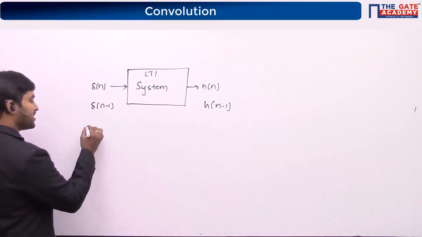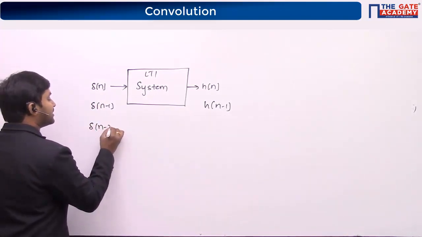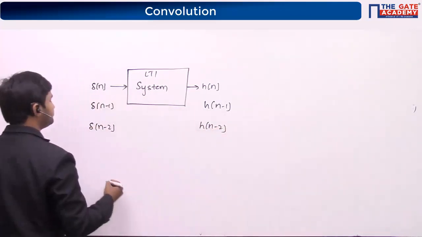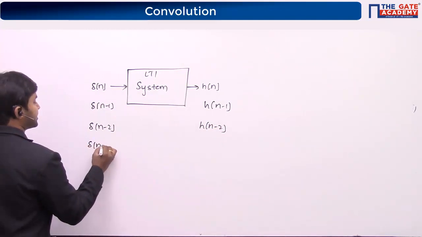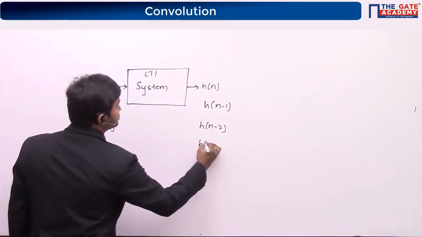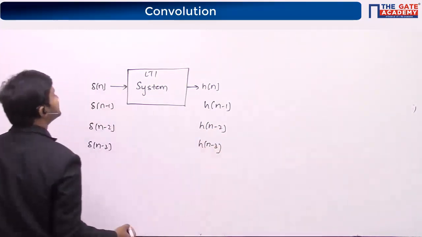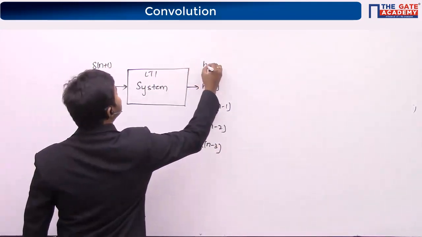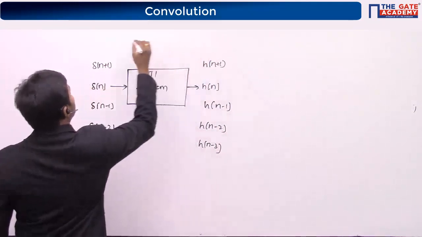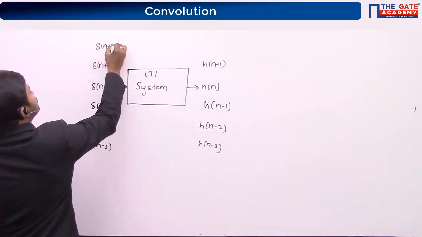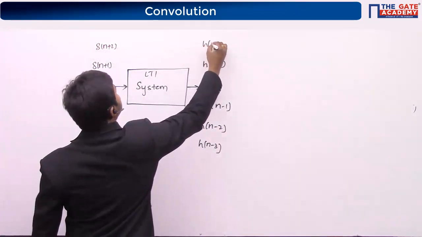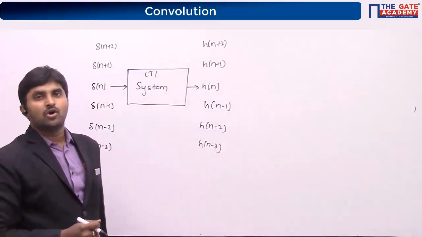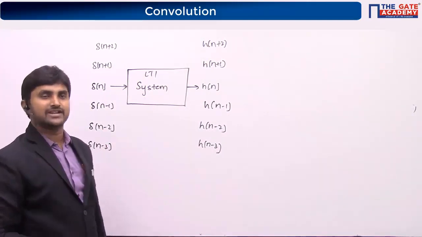And similarly, if I give the input as del of n minus 2, the response of the system is h of n minus 2. Del of n minus 3, h of n minus 3. And similarly, del of n plus 1, here it is h of n plus 1. Del of n plus 2, here it is h of n plus 2. All because of the concept of time invariance.